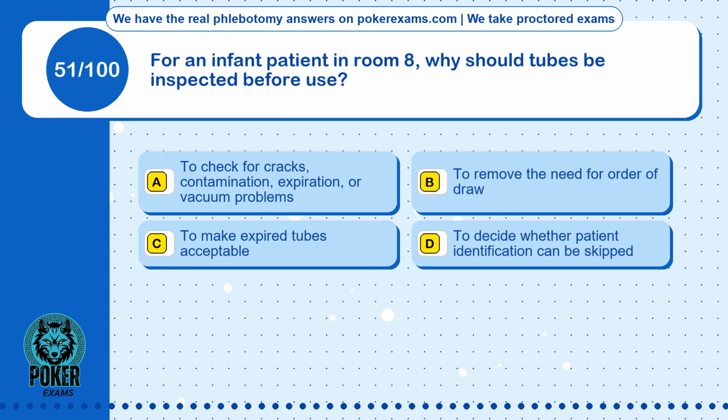Question 51. For an infant patient in room 8, why should tubes be inspected before use? Option A. To check for cracks, contamination, expiration, or vacuum problems. Option B. To remove the need for order of draw. Option C. To make expired tubes acceptable. Option D. To decide whether patient identification can be skipped.